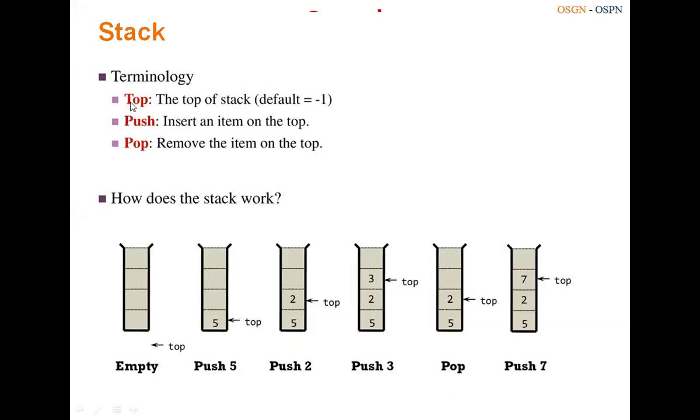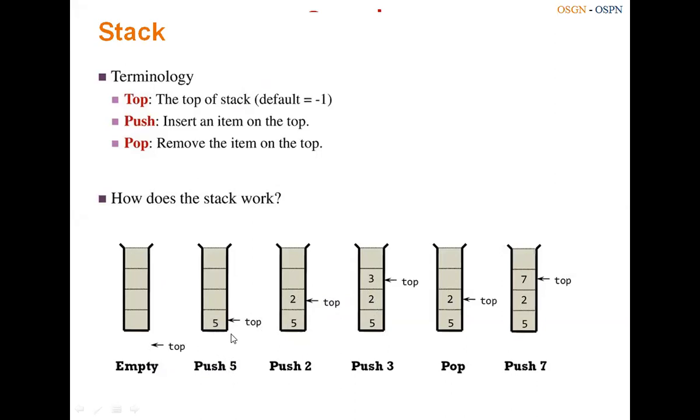Then we use this term push for insertion, and this term pop for deletion or removing any data item from the stack. And this is the example which shows how we can do push and pop operation. So you can see initially this is the empty stack, and top value is initially -1, and here push 5 is done. Push 5 means 5 is inserted here.